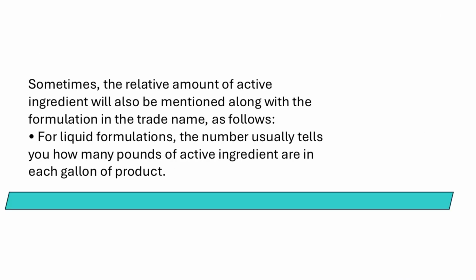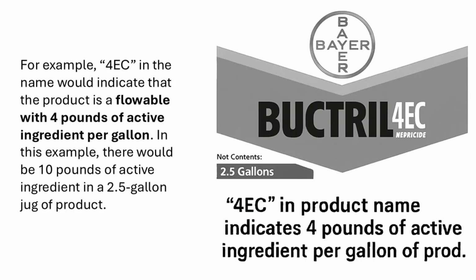Sometimes the relative amount of active ingredient will also be mentioned along with the formulation in the trade name as follows. For liquid formulations, the number usually tells you how many pounds of active ingredient are in each gallon of product. For example, 4EC in the name would indicate that the product is an emulsifiable concentrate with 4 pounds of active ingredient per gallon. In this example, there would be 10 pounds of active ingredient in a 2.5 gallon jug of product.